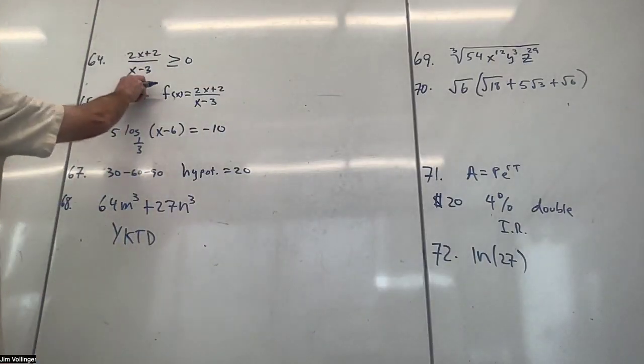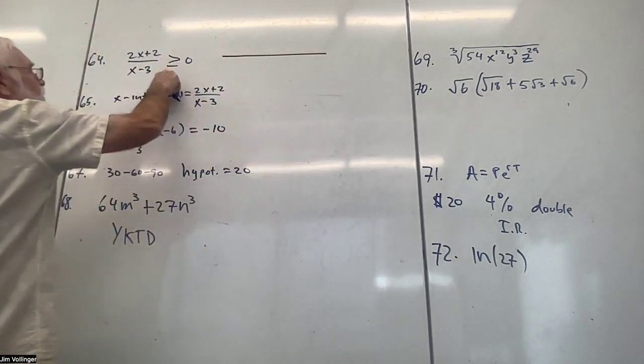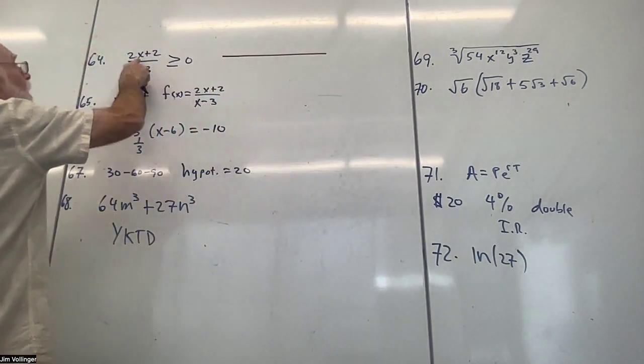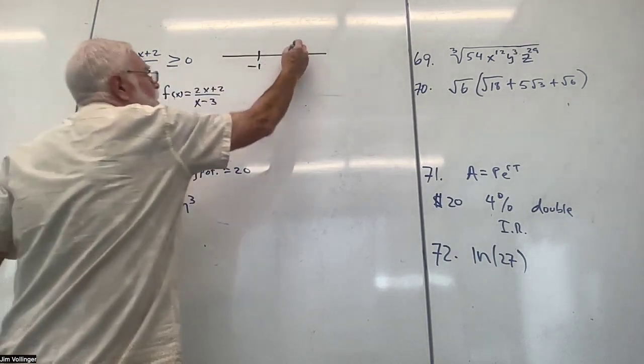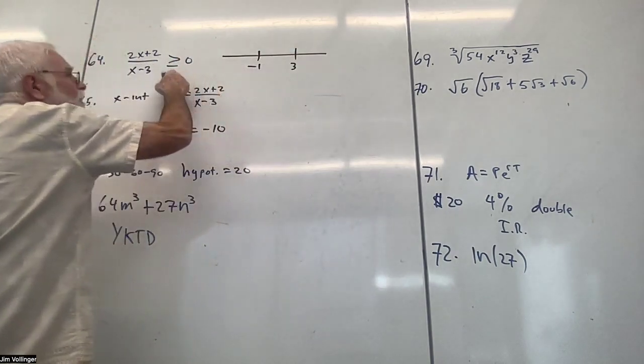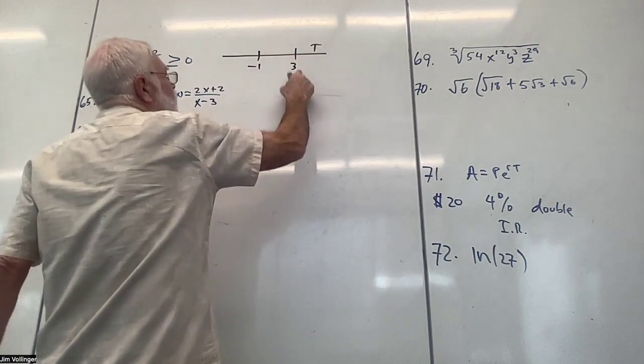All right, so in Algebra 2, we usually start with a sign chart. When am I greater than or equal to 0? Well, I need to know when I'm 0. That appears to be -1, and it appears to be 3. So when am I greater than or equal to 0? I know this is true. I know that's true. I know this is not true.